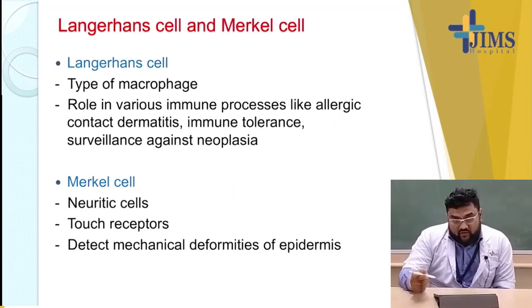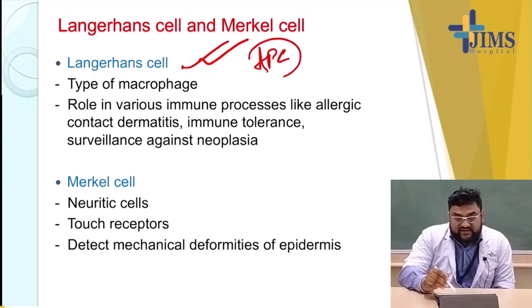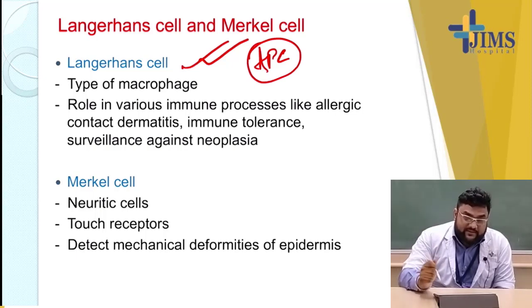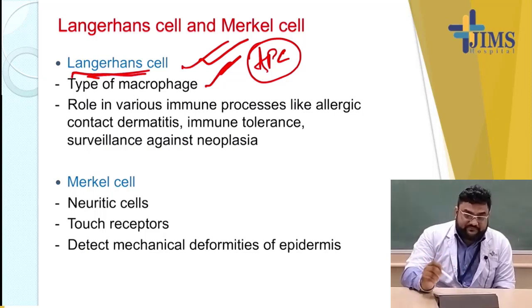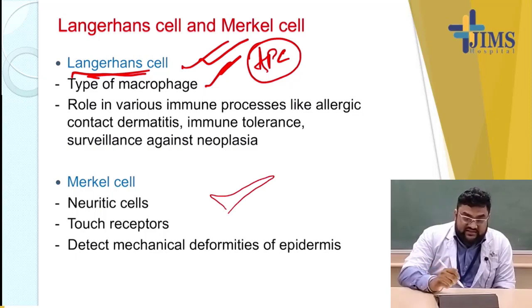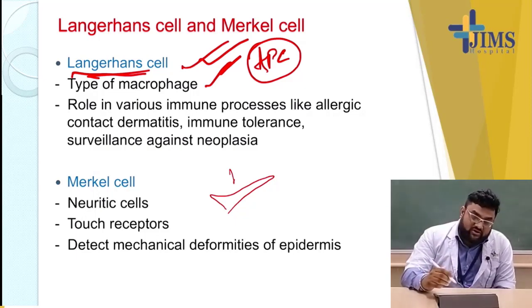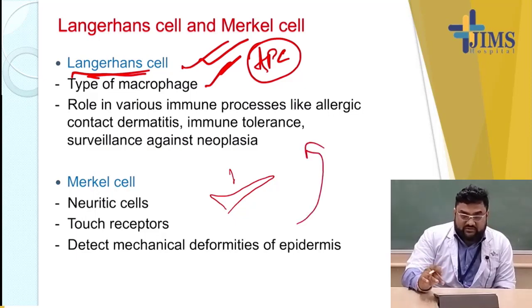Now, what are the other cells that are found? The others are mainly the Langerhans cells, the antigen presenting cells. These cells are the first responders for any infection that happens in the skin. These are a type of macrophages. The roles in various immune processes like allergic conjunctivitis, immune tolerance, and surveillance against neoplasia are all done by the Langerhans cells. Now we have the flat neural cells called Merkel cells, and these are neuritic cells which mainly respond to touch, and detect mechanical deformities of the epidermis, and so it also helps in the immune process also.